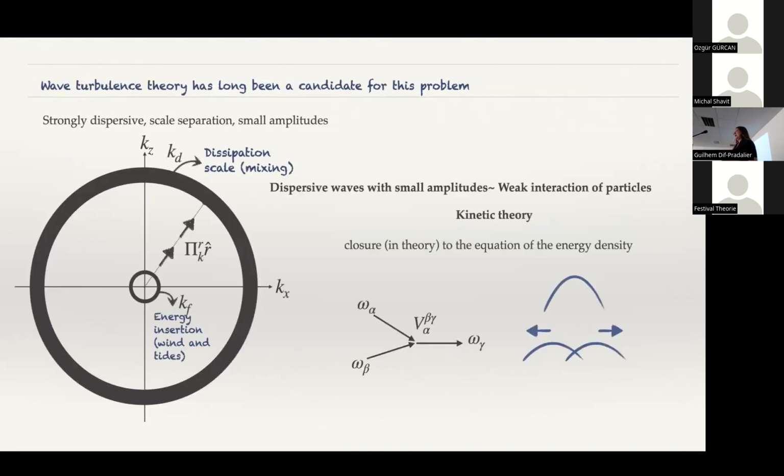So I already told you that this was, and is, a long-standing problem. It has a long history, with a lot of great physicists and oceanographers who worked on it, starting from the 60s with Hasselmann, and then I told you already about Garrett and Munk in the 70s. There were also attempts to use the weak wave turbulence approach, or kinetic approach, to describe this problem, because it seems like a classical problem for weak wave turbulence.